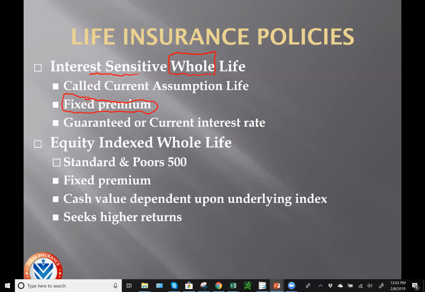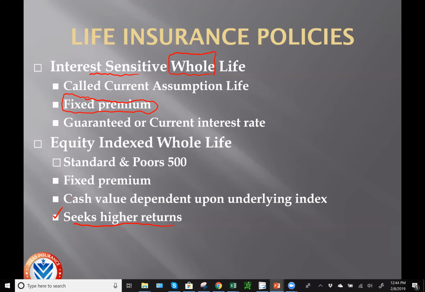Next is equity indexed whole life. Under equity indexed, it will be tied to some indices like the Standard & Poor's 500. Okay, not actually invested in the S&P 500, just tied to the performance of it. The cash value will be dependent upon the underlying index, how well the S&P 500 is doing. Once again, it does have a guaranteed minimum interest rate that gets paid on it. And some words that can help you answer a question over equity index that you need to know for your test is equity index seeks higher returns because the S&P 500 could go up quite a bit. So know that it seeks higher returns.